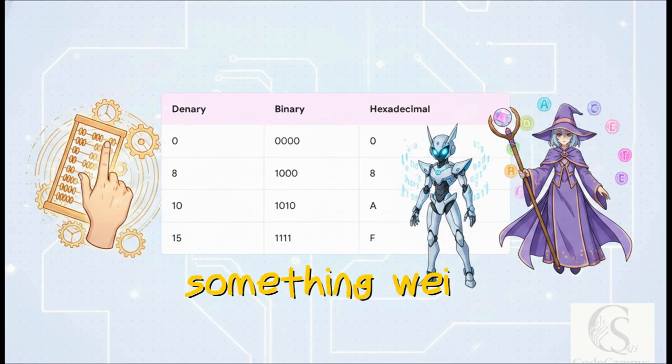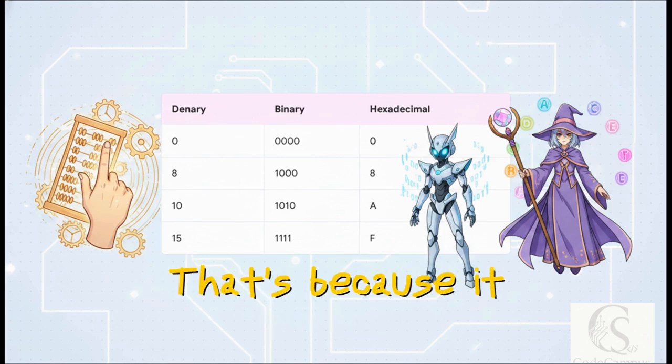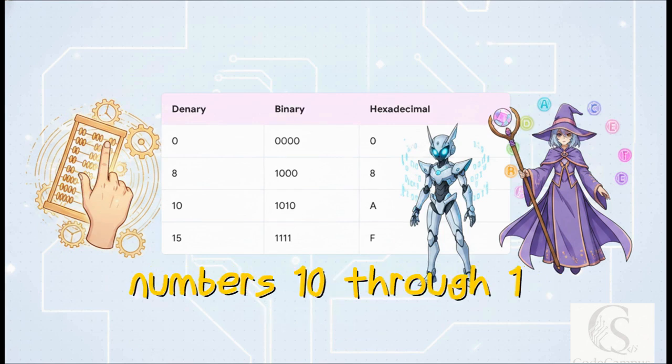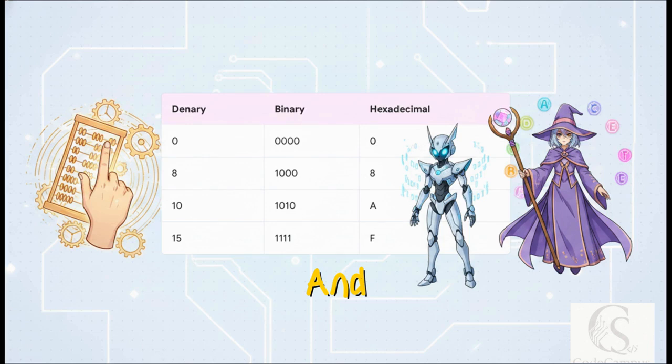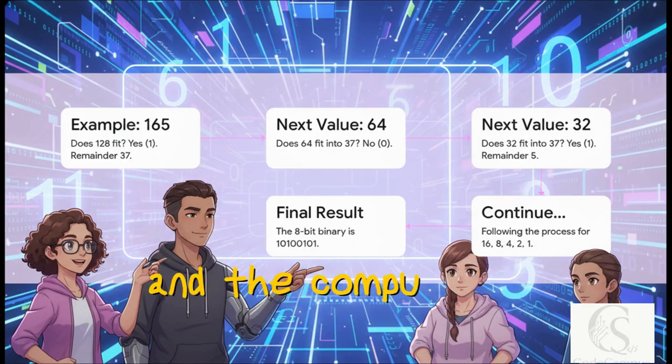Now you might notice something weird. Hexadecimal uses the letters A through F. That's because it needs to represent the numbers 10 through 15 with a single character. And this is its superpower. It can pack a ton of information into a small space, which makes it a perfect shorthand for long, clunky binary code. So how do we actually translate between our language and the computer's?